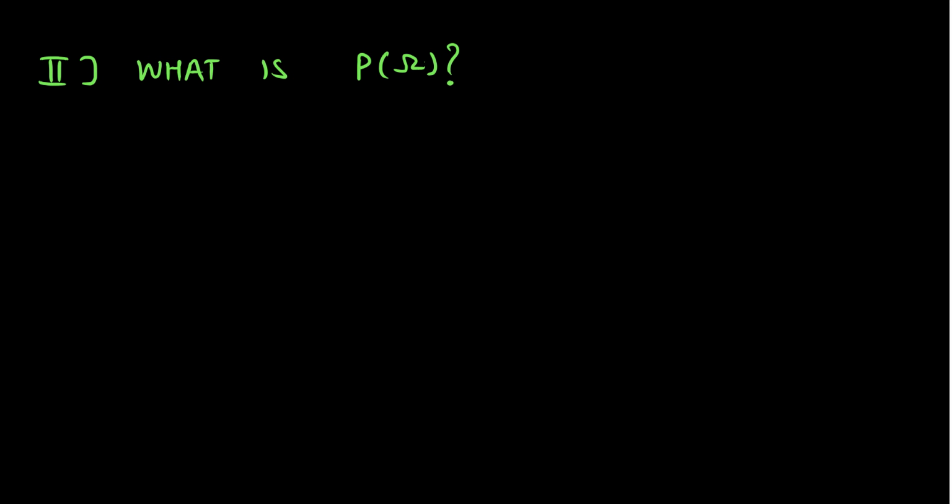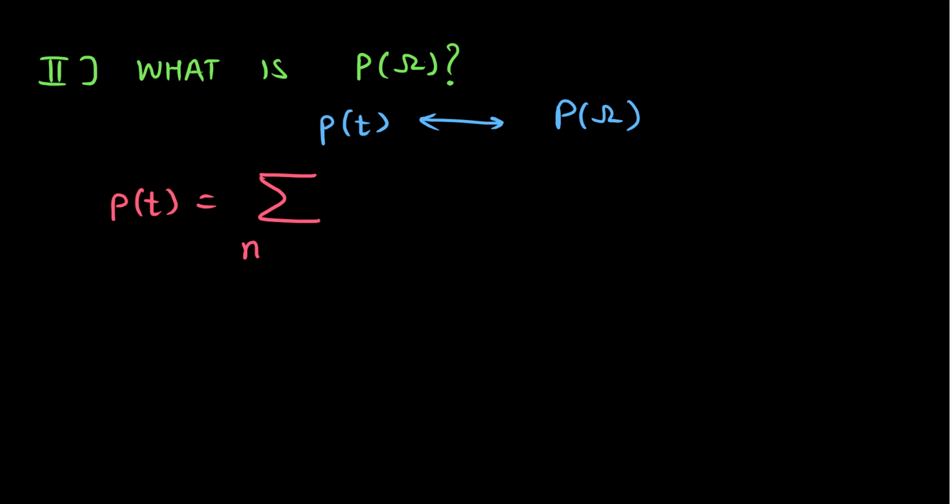Now this P of omega is basically the Fourier transform of this train of impulse, that is P of t. And we mathematically define this P of t as summation n running from minus infinity to infinity del of t minus nTs.